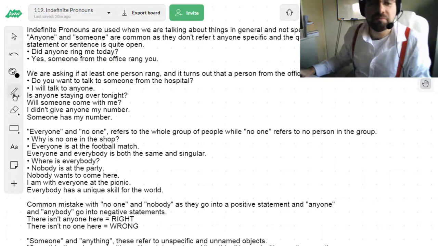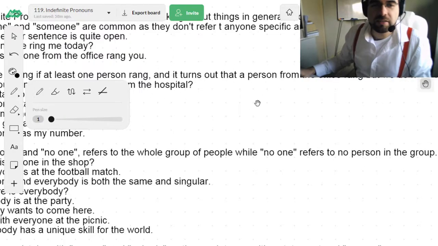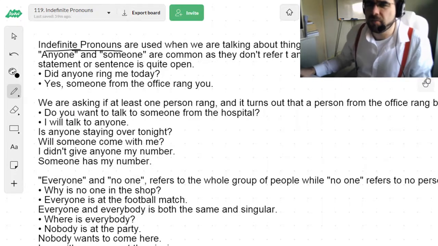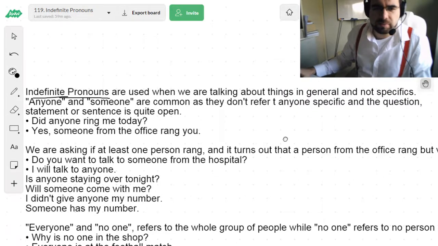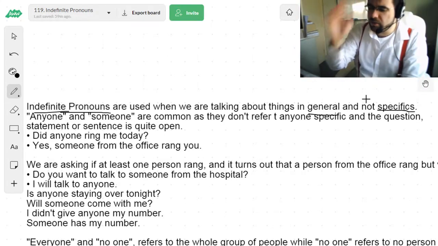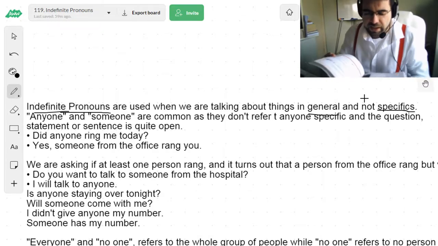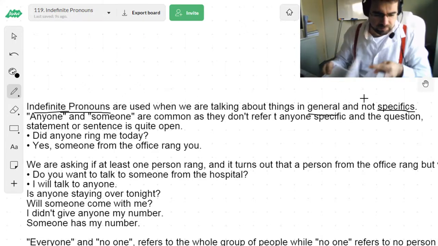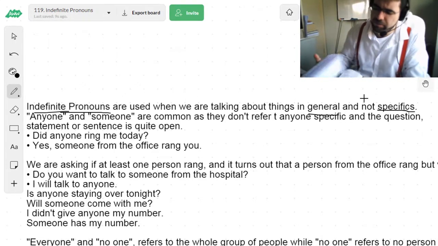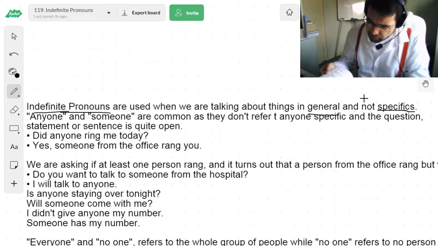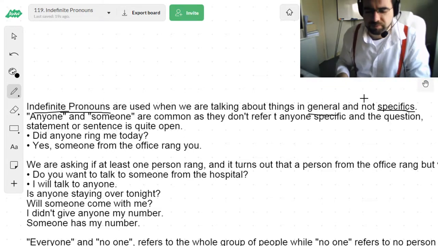Today, let's look at indefinite pronouns. What they're all about, and when do we use them? Indefinite pronouns are used to talk about things in general and not specifics. Not specific, as in something explicitly you need, like "I need a specific page." No, it's just in general. It's somewhere along here. Somewhere in general. Not a specific one.